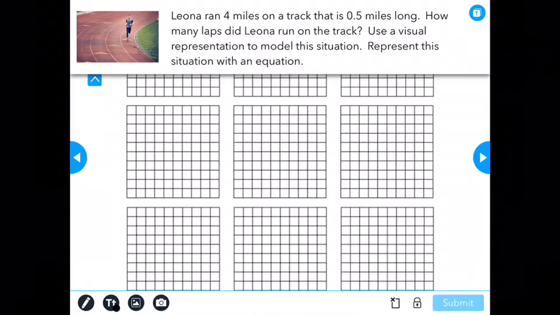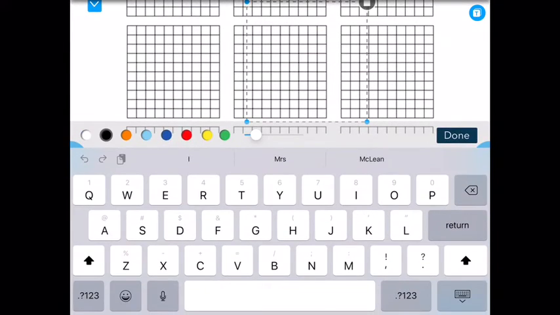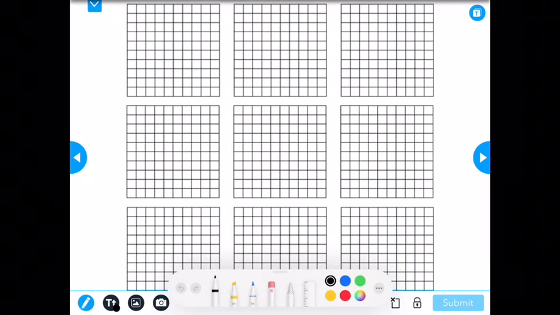Excited that we're figuring out how many 5/10 miles are in 4 miles. And the way you would write that is 4 divided by 5/10, because that is saying how many 5/10 are in 4.